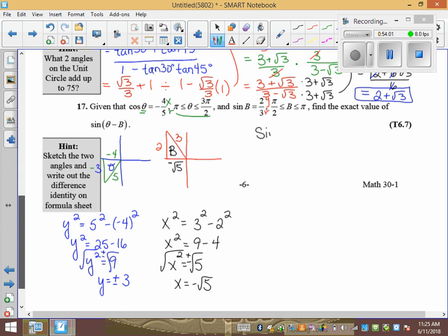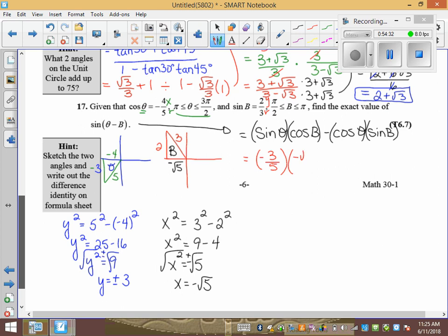Use your theorem. So sine theta cos b minus cos theta sine b. This is a value. This is a value. This is a value. This is a value. Sine of theta is y over r. So here's theta, this triangle. It's negative 3 over 5. Cos of b. Go to b. Cos is x over r. So negative root 5 over 3. Minus cos of theta, they gave us negative 4 over 5. Sine of b, they gave us 2 over 3.